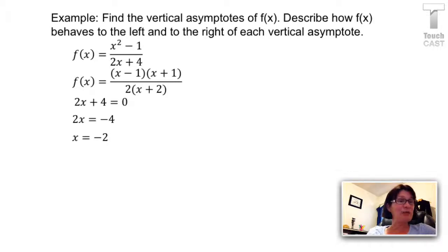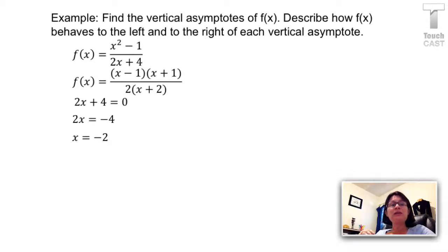So this is an example from your notes paper. You'll recall from your work with rational functions in the past that a vertical asymptote occurs when you have a value that's going to make the denominator of a rational function equal to 0, and there's no way to cancel that factor out with a matching factor in the numerator. So here we've been asked to find the vertical asymptotes of this function. f of x is x squared minus 1 over 2x plus 4.